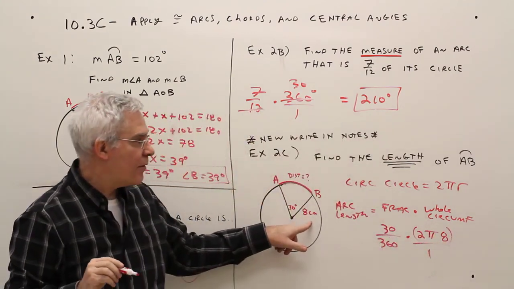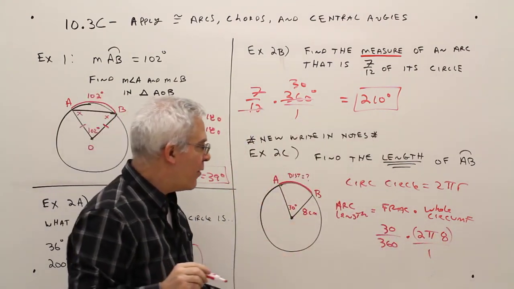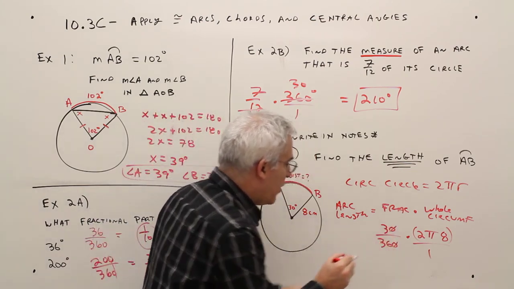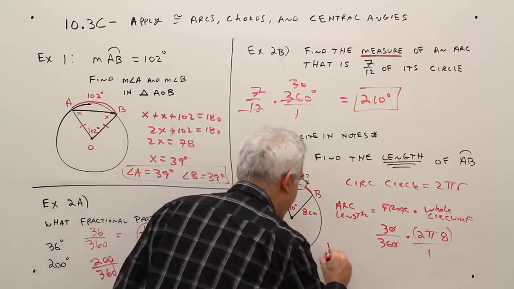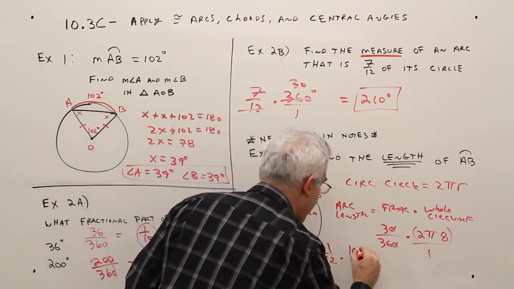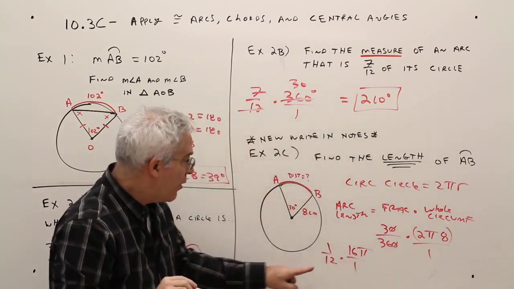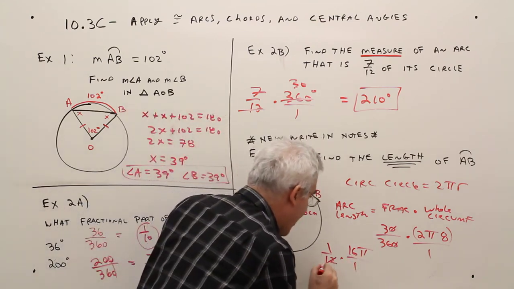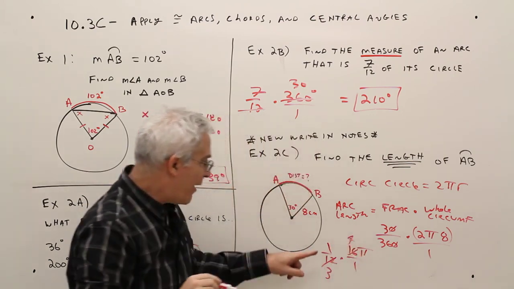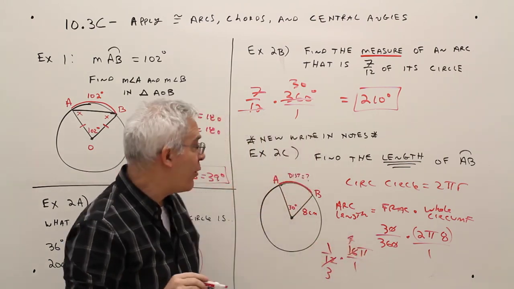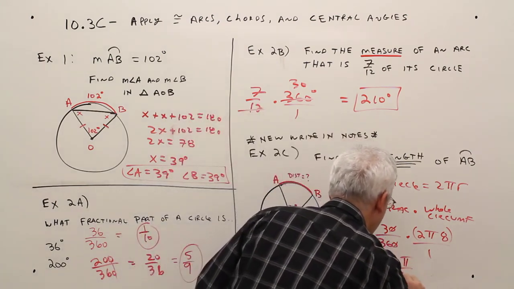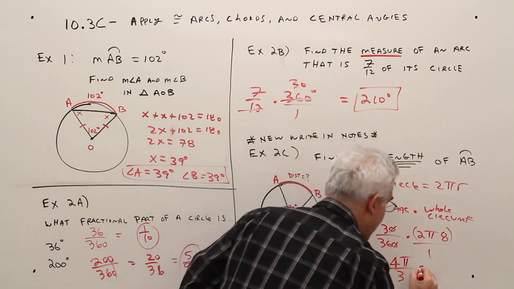Two pi 8. Okay, so let me reduce. The zeros cancel. 3 over 3, that's going to be 1 over 12 times 16 pi over 1. 4 goes into 12 3 times. 4 goes into 16 4 times. So my final answer will be 4 pi over 3. 4 pi over 3 centimeters.